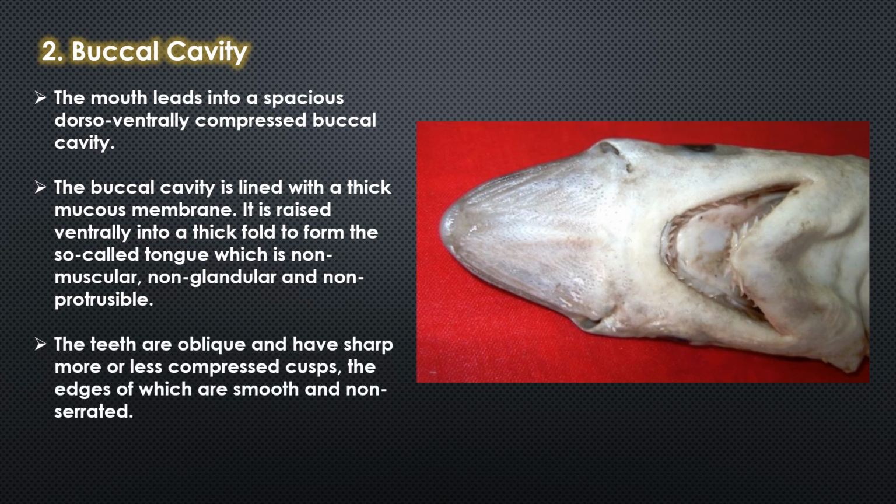The teeth are oblique and have sharp, more or less compressed cusps, the edges of which are smooth and non-serrated. They are all alike in shape, homodont, and are borne in several parallel rows on the inner margin of the upper and lower jaws. They are not attached to the jaw cartilages and are simply embedded in the skin like scales.